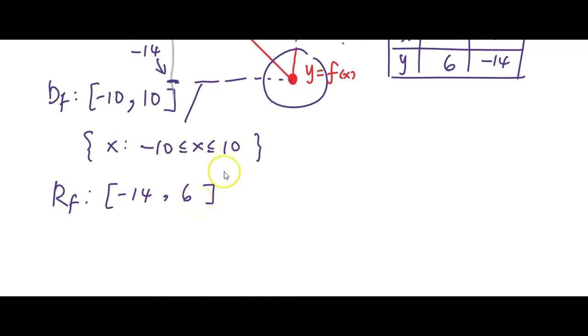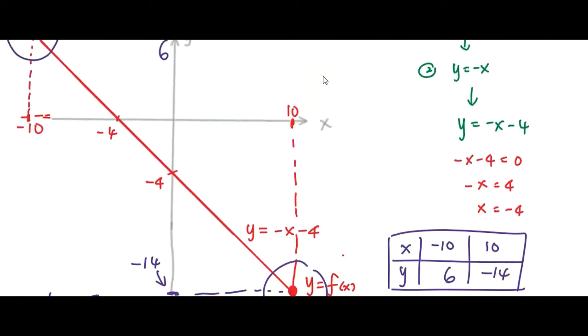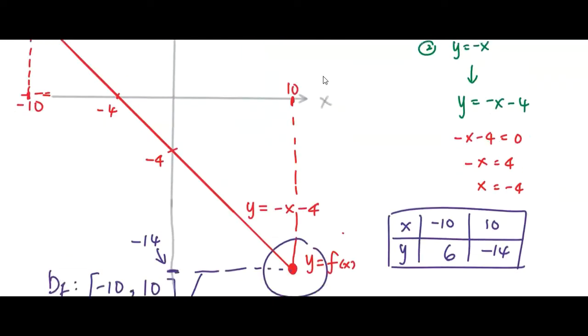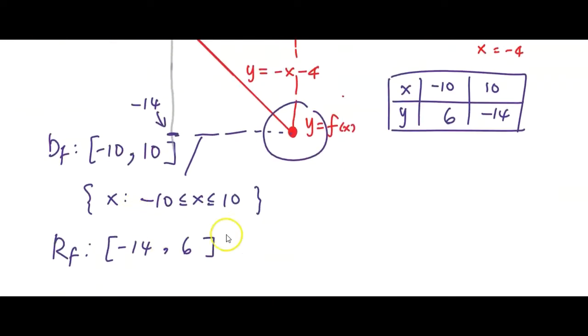Why do we use the close bracket? Because for both points, we can see that we are using the thin circle to end the point. Or you may write your range in set form, that is y is greater than or equal to negative 14, less than or equal to 6. Close it with the bracket, just like that.